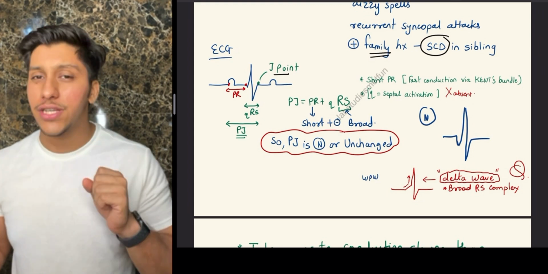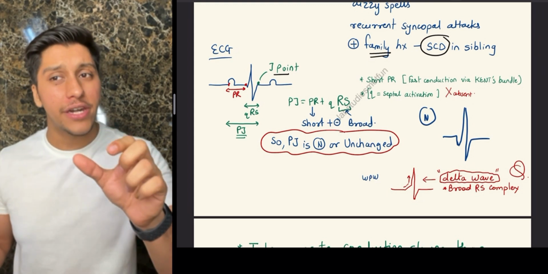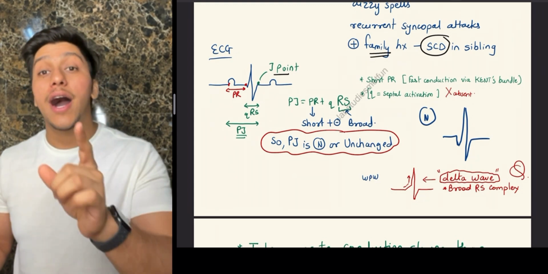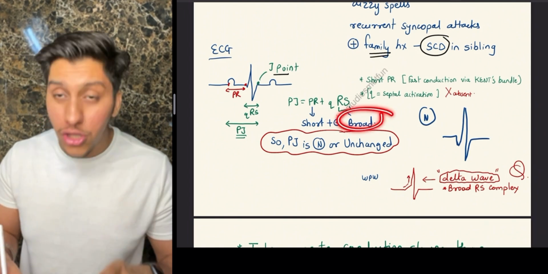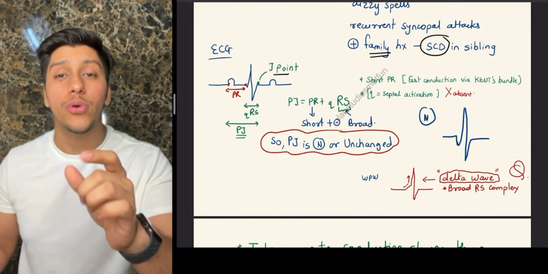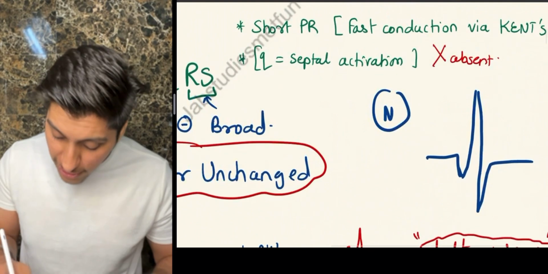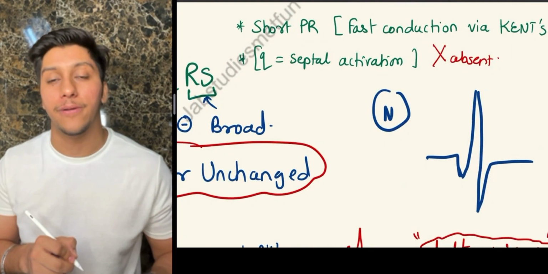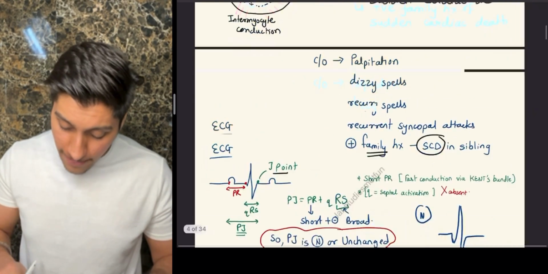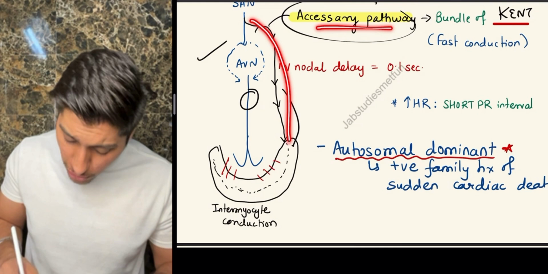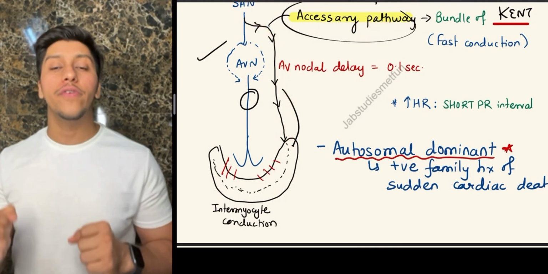So two features which I just now told you: one is the PR interval is going to get short. The RS complex is going to get broad, not the QRS. Why not QRS, guys? Because Q is absent over here. Because Q is required for septal activation. And the septa, if you can see over here, the accessory pathway is not passing only through the septa. So there will be no Q wave in this condition.